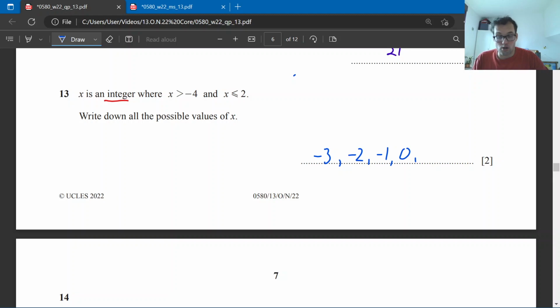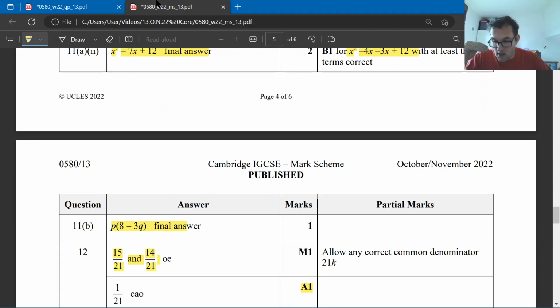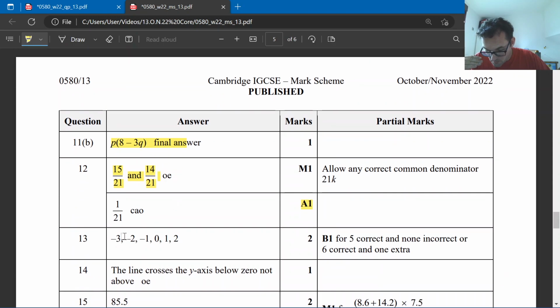Then, what's bigger than 0? 1. And then x is smaller or equal to 2. This time there is a line, so it means we include the 2. So that's where we stop. Okay. So from minus 4 upwards, not including minus 4, up to 2. There we go. Minus 3, minus 2, minus 1, 0, 1, 2.